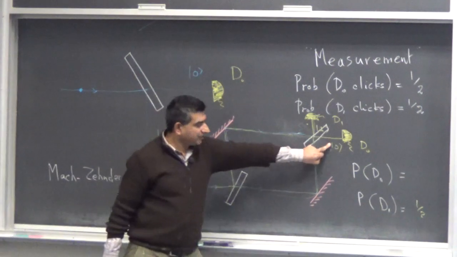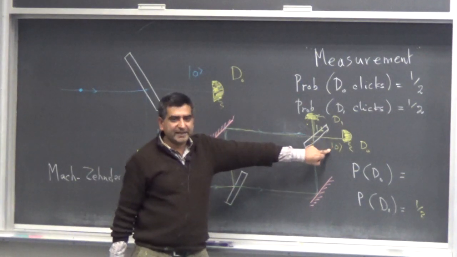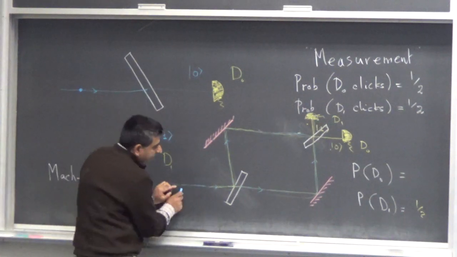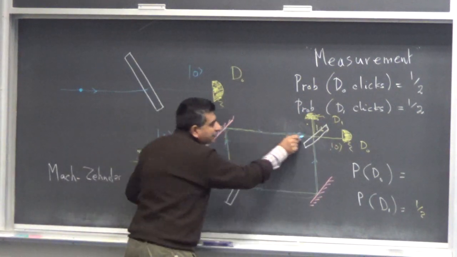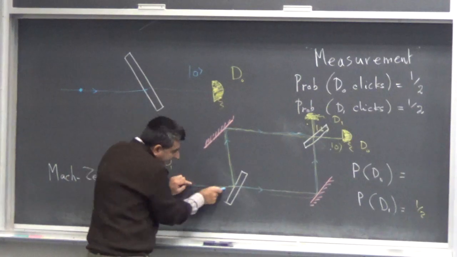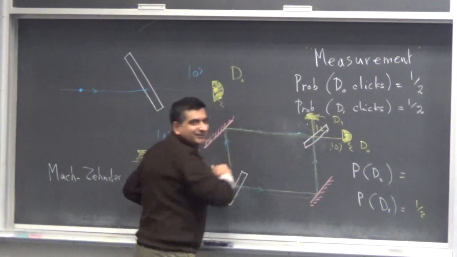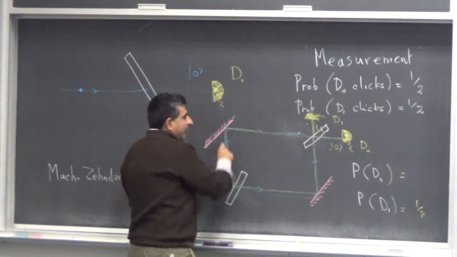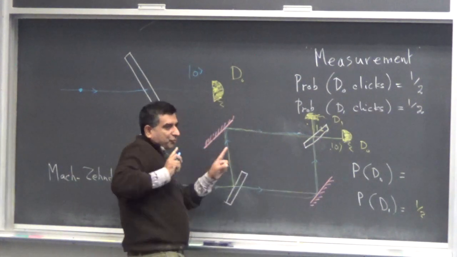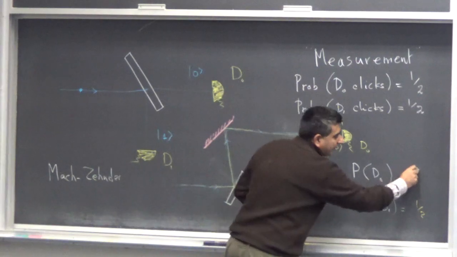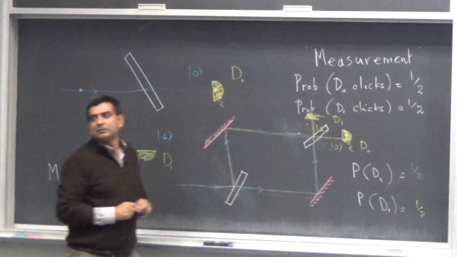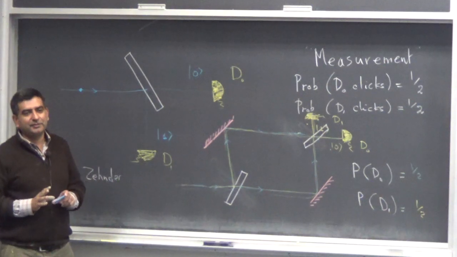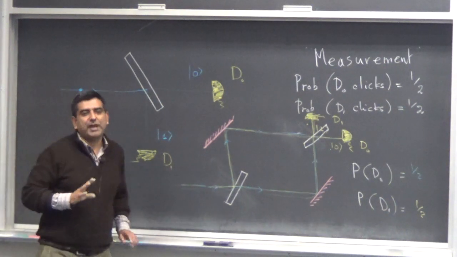And the photon taking this exit route can be through two possibilities. It can either be reflected here and transmitted here, or it can be transmitted here and reflected here. So again, there's a 1/4 probability that it will take either of these routes. Those two 1/4s will add to give you 1/2 here. Got it? But this is not what actually happens in the lab.